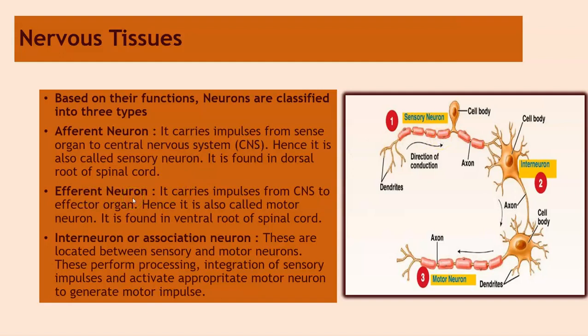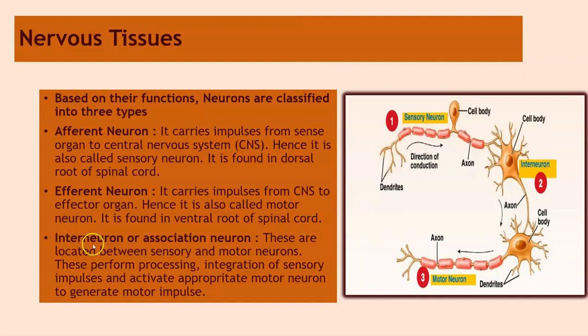Then we have the efferent neuron. It carries impulse from the central nervous system to the effector organs. Have a look at this image here. It carries the impulse from the central nervous system to the effector organ. That's why they are also called motor neurons. Now, afferent neurons are found in the dorsal root of the spinal cord, and on the other hand, the efferent neurons are present on the ventral root of the spinal cord.